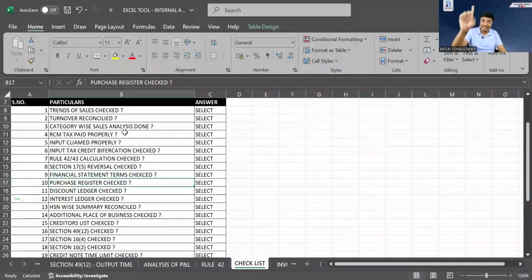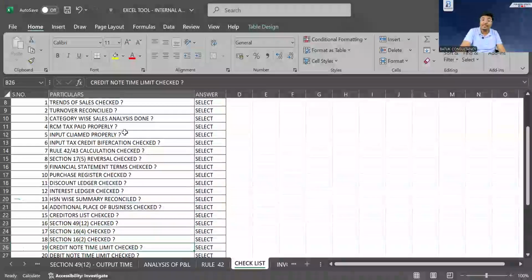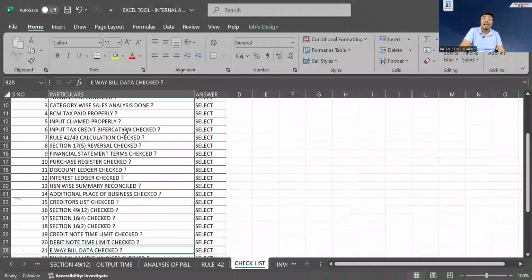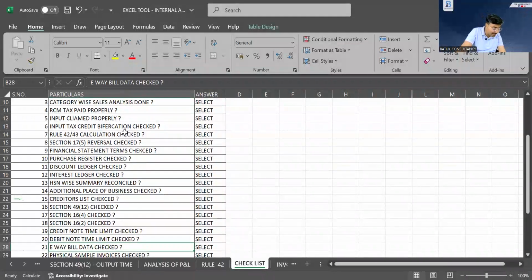Purchase register, sir, in our last session we have done the analysis of purchase register, sales register, discount, interest ledgers, HSN code wise summary, additional place. In our first session we have done why there is requirement to check the additional place. Section 49.12, Section 16 subsection 4, 16 subsection 2, credit note limit checked or not, that within the timeline the credit note has been issued or not.